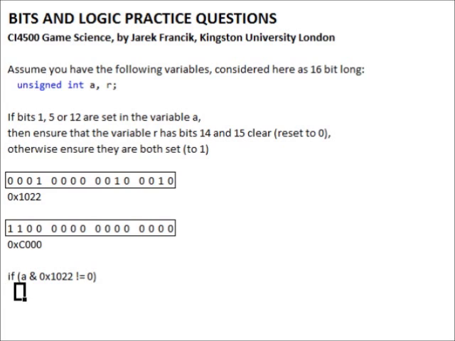If this is true, we need to ensure that the bits 14 and 15 in the variable R are clear, set to 0. But we have to preserve every other bit, so what I have to do here is to say that R becomes R and NOT, which is the bitwise operation for clearing or resetting bits. And I will need my mask, which is 0xC000.